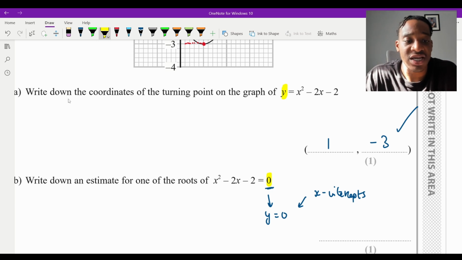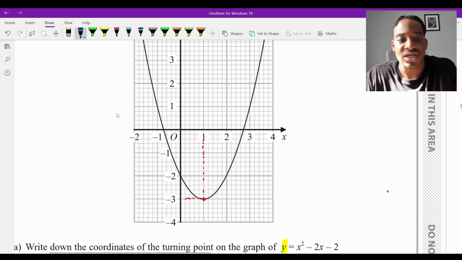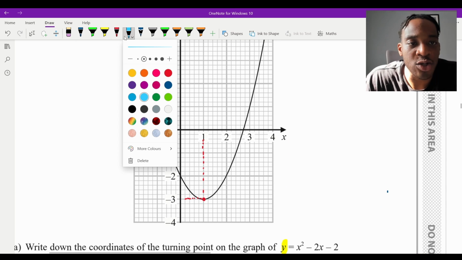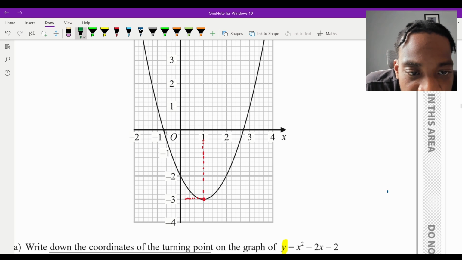So all we're going to do is, it says write down an estimate for one of the roots, so we only need one. We're just going to figure out where the graph intersects the x-axis here. You know what, I'll do both and I'll just put one in the answer. So I'll just do this in green. There's a value right there, and there's also a value over here.